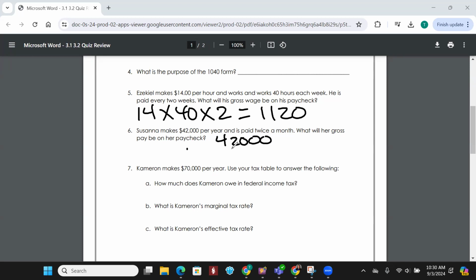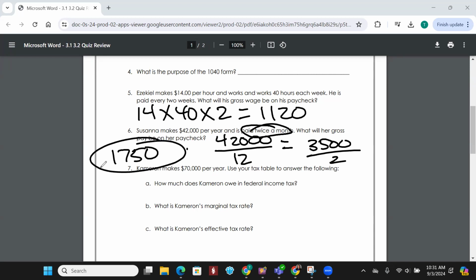So $42,000 a year. We've got to figure out the monthly amount. So we're going to take 42,000 and divide it by 12, and that's going to give us 3,500. But she's paid twice per month, so we're going to divide that by 2 again, and that's going to be 1,750 on her paycheck.